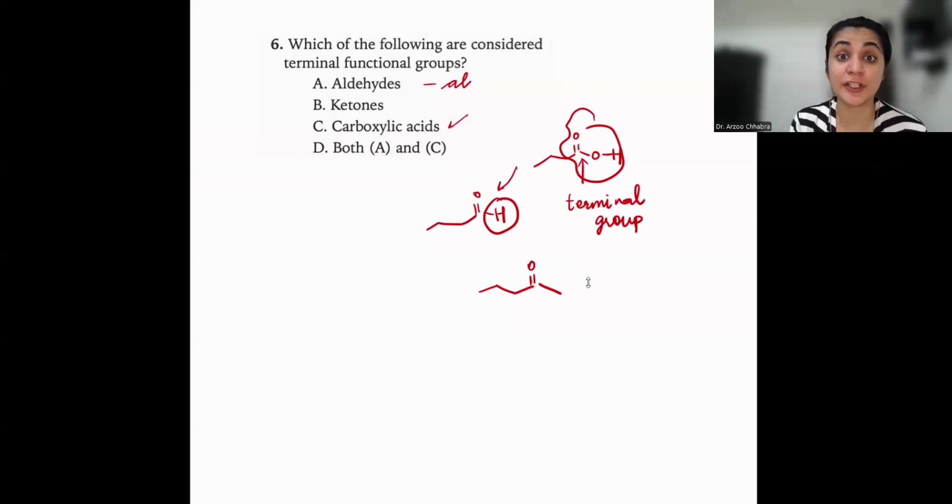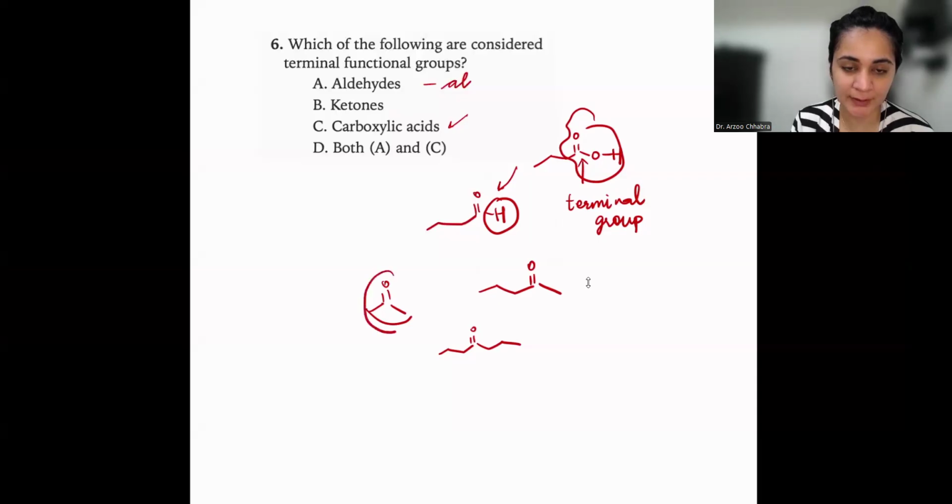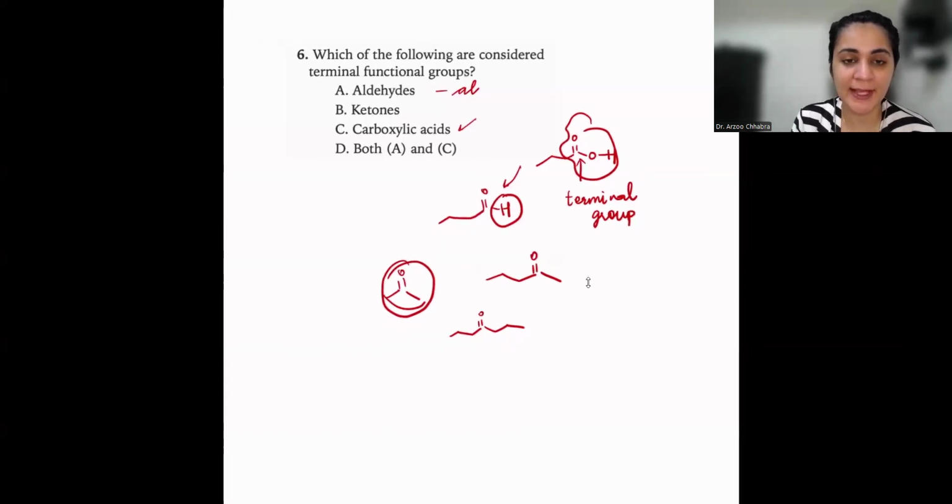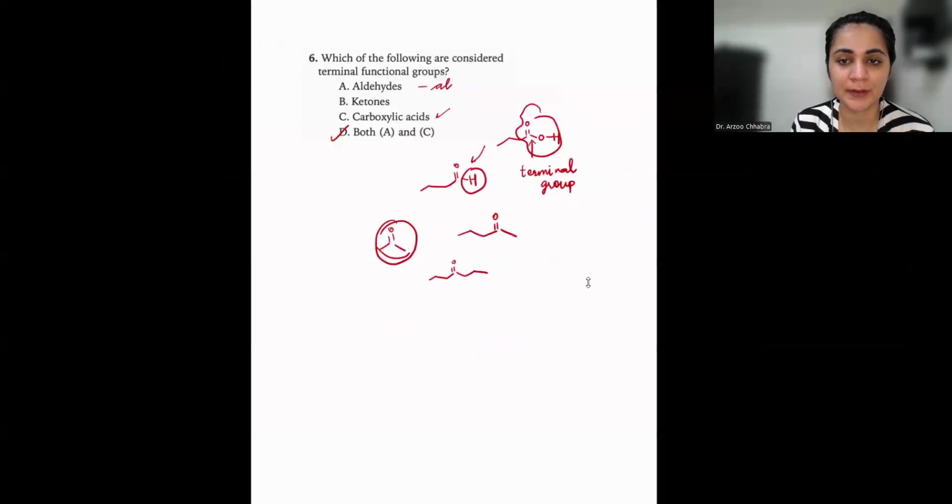And then the other option is ketone. We know a ketone is not a terminal group. It's actually in the center. All of these are ketones, but it can never be in the terminal. That's why the simplest ketone has to have 3 carbon atoms within it. You cannot have anything less than that. So D is the answer for this problem.